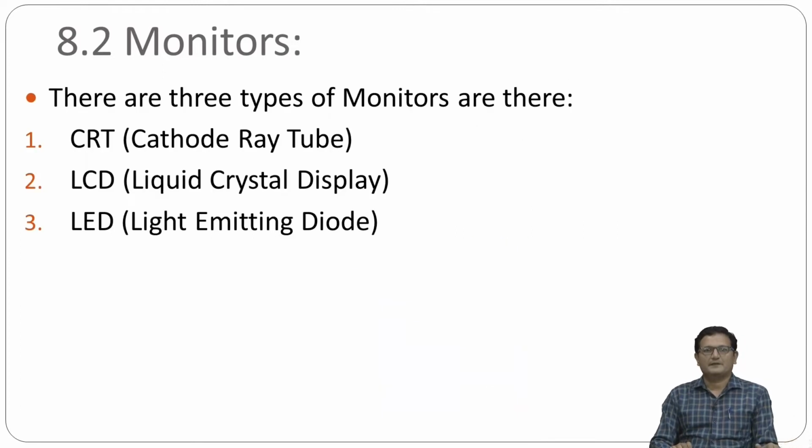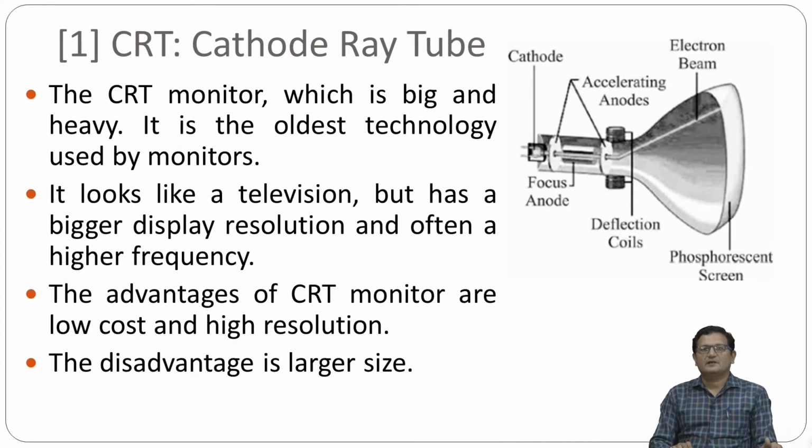Mainly three types of monitors are there. One is called CRT, Cathode Ray Tube. Second, thin monitors, which can be either LCD, liquid crystal display, or LED, light emitting diode. Here the cathode ray tube is shown. This is the type of device I have shown in the image on the right hand side. The CRT monitor is big and very heavy. It is the oldest technology.